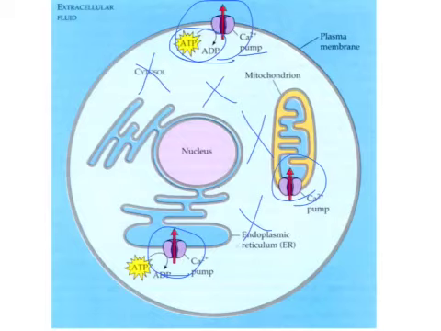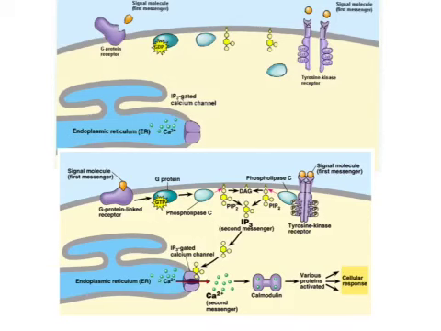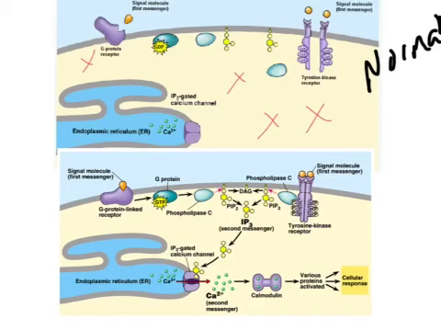So let's take a look at this cell. So this would be our normal cell up here. Whoa, I don't know why that's so fat. Okay, so this is my normal cell. And this normal cell, like I said before, does not have a lot of calcium out here in the cytoplasm. Calcium is in the endoplasmic reticulum. It's outside of the cell.